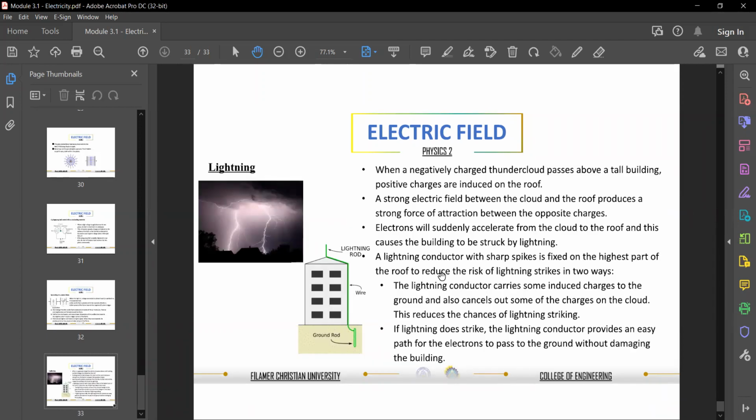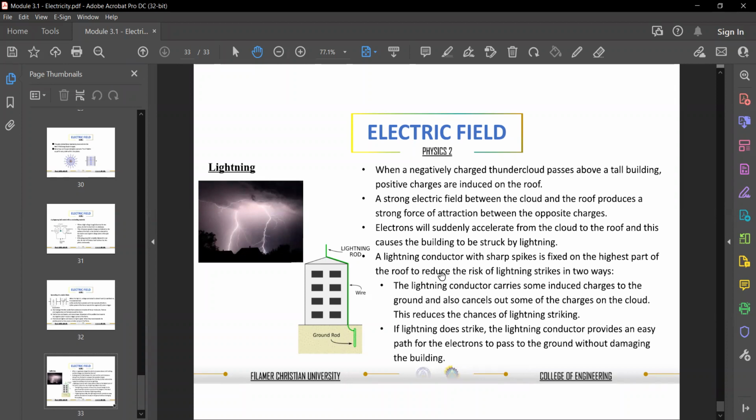Then we have lightning. What's the relation of the electric field here? So when a negatively charged thundercloud passes above a tall building, positive charges are induced on the roof. Yes, that's why yung mga skyscraper natin, yung mga matataas na building, requires ng tinatawag natin na lightning rod na naka-ground siya direkta.